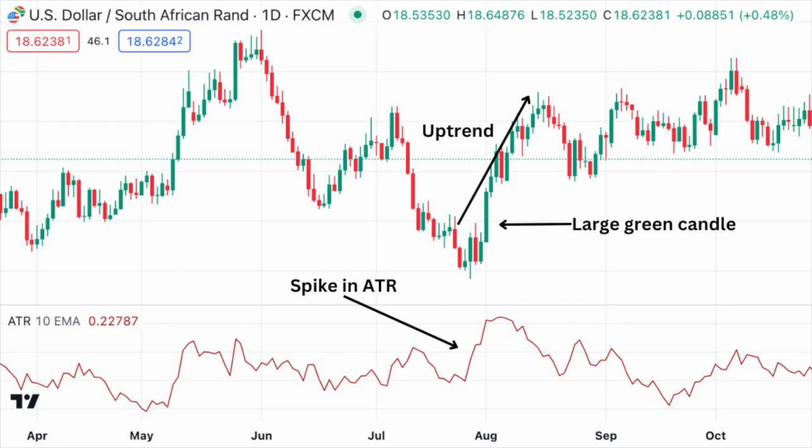Next, the ATR can also help you identify breakout opportunities. So when the ATR spikes, it often signals a significant price movement, possibly indicating a breakout. You want to keep an eye on it because it might hint the start of a new trend, as you can see here, where the ATR spikes with this green candle and the trend continues up for a couple of weeks.